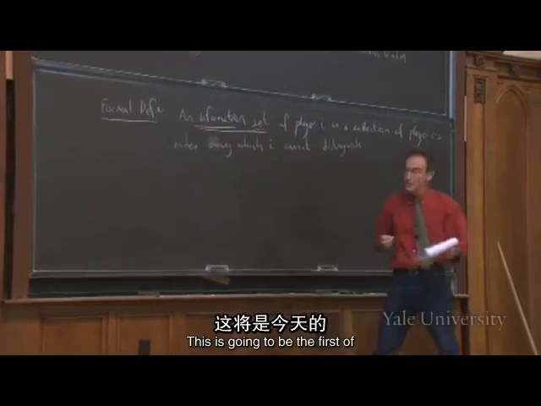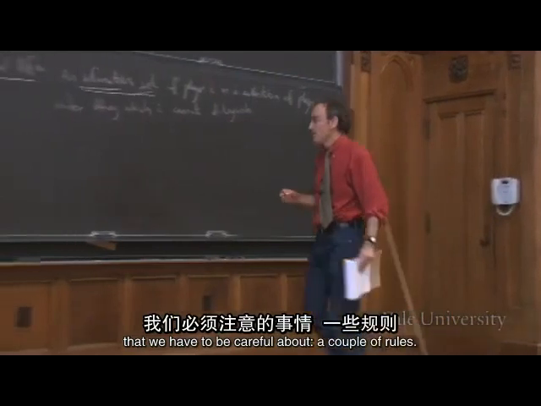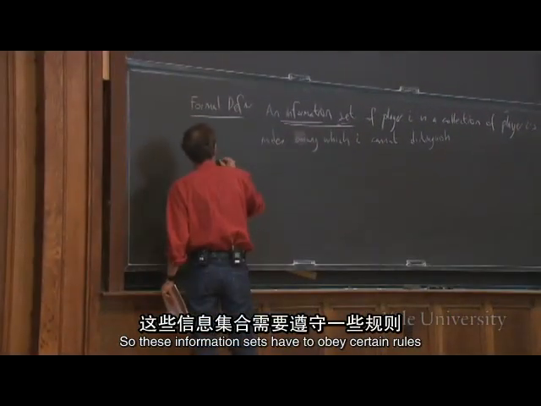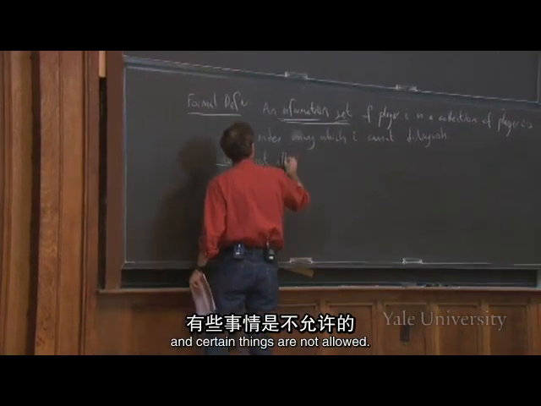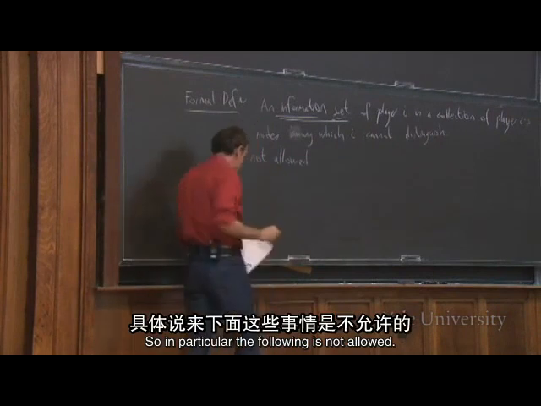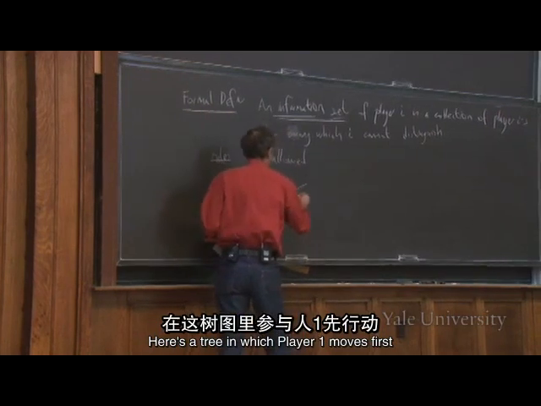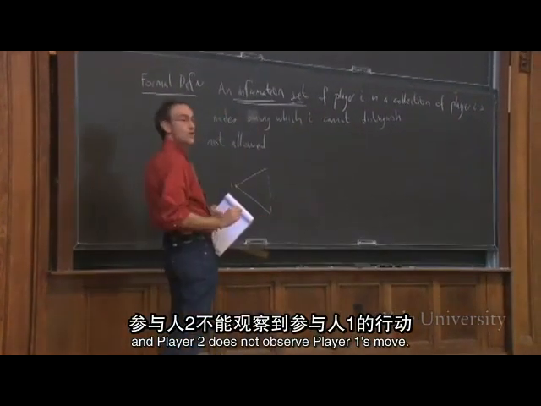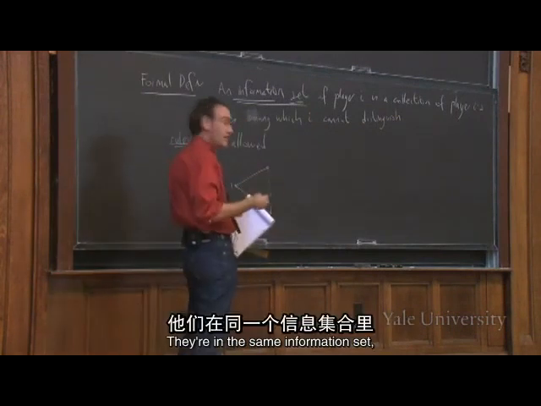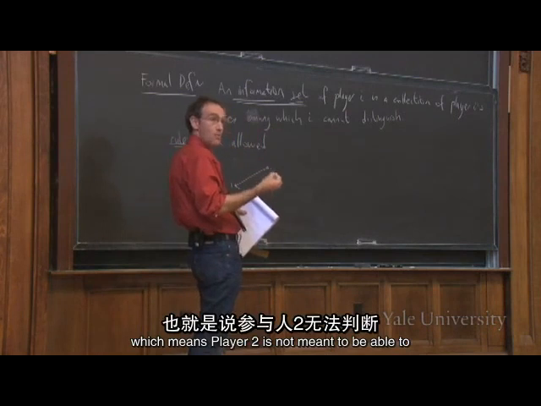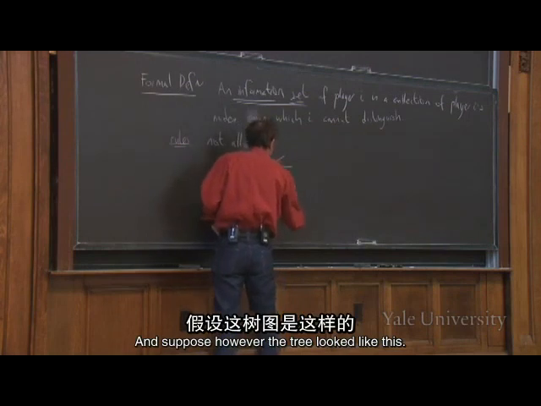This is going to be the first of our big tools of the day, but let me just put down a few things that we have to be careful about, a couple of rules. So these information sets have to obey certain rules, and certain things are not allowed. In particular, the following is not allowed. Here's a tree in which player 1 moves first, and player 2 does not observe player 1's move, so these two nodes are player 2's nodes, they're in the same information set, which means player 2 is not meant to be able to distinguish between these two nodes. And suppose, however, the tree looked like this.